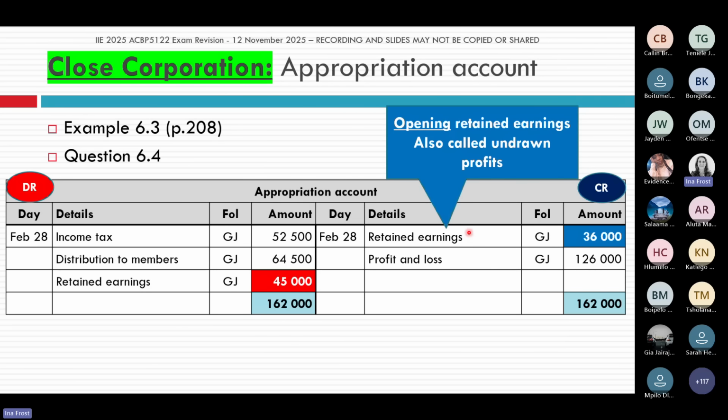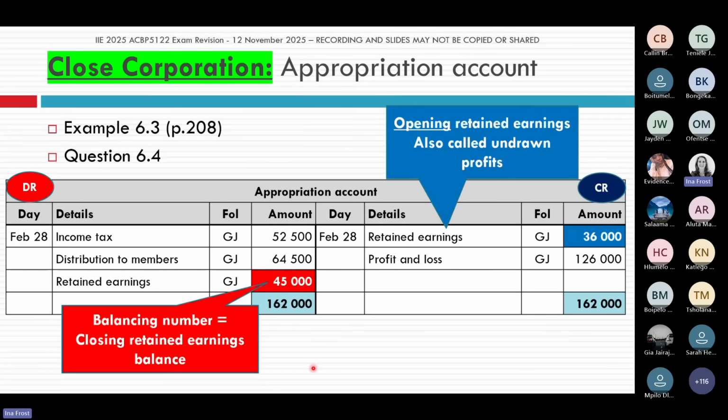So you have your opening retained earnings, your current year profits, your current year income tax. Because remember now, a closed corporation is now a tax entity in its own right. So for the first time now, we have an entity that has to pay income tax. So now we'll also see in Learning Unit 6 that our questions now involve income tax as well. And then here is the distribution to the members, so the members in this closed corporation take 64,500 rands of the profits.